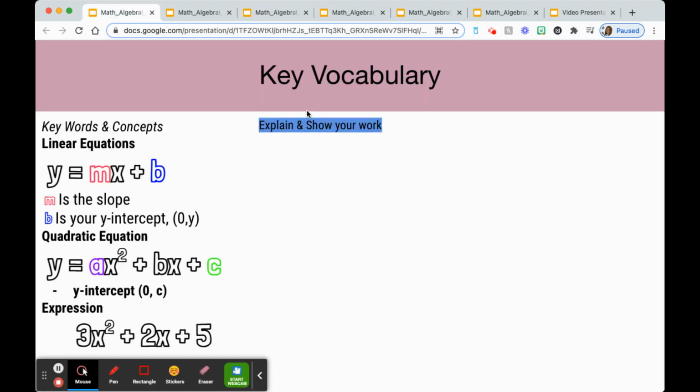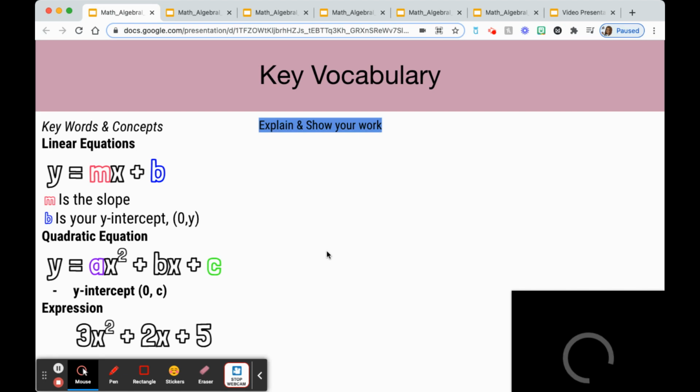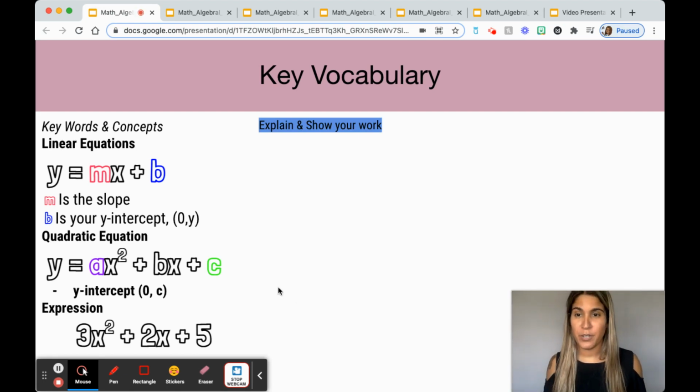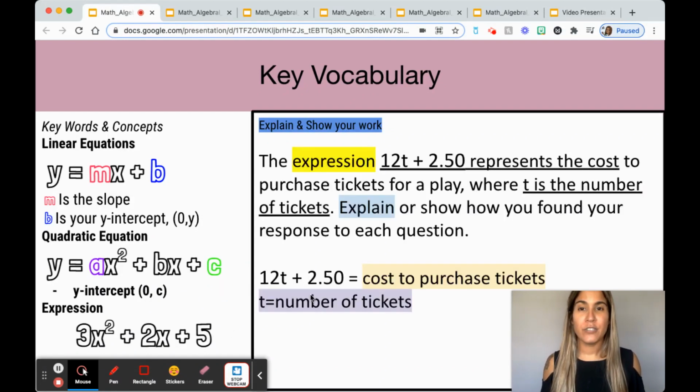So I really stress the difference and the connection between explain and show. What does it mean to explain? What does it mean to show your work? And as a reminder, what a linear equation is, what a quadratic equation is, and how it's different from an expression, and how is it similar to an expression. So this is their launch.